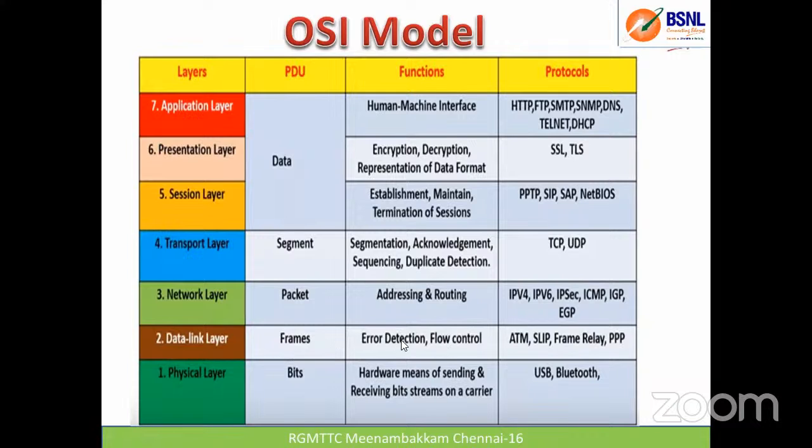In the data link layer, the main function is error detection and flow control. The protocols used in the data link layer are ATM, SLIP, frame relay, and PPP. ATM is asynchronous transfer mode, and PPP is point-to-point communication. SLIP is the serial line internet protocol. For serial line communication, the SLIP protocol is used.